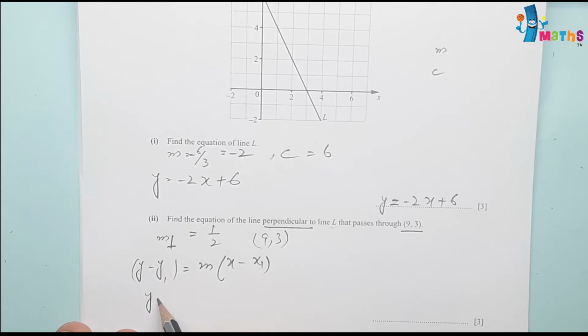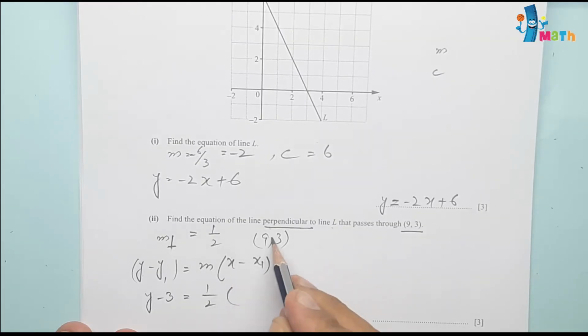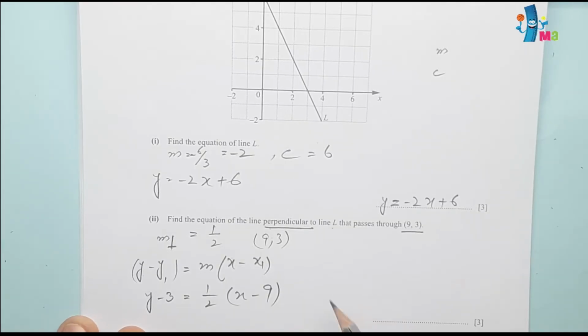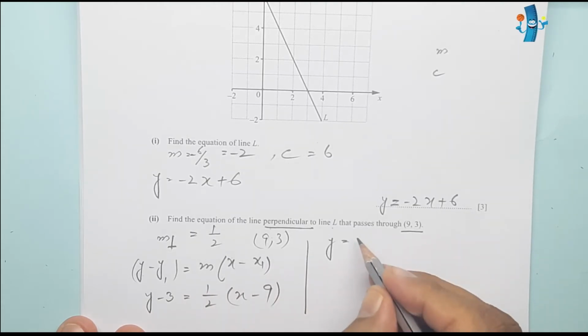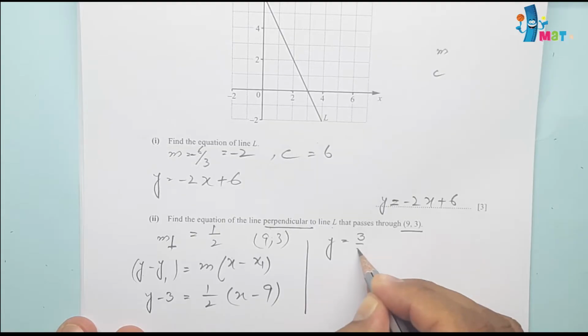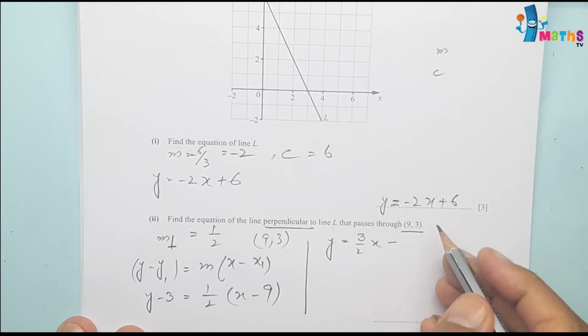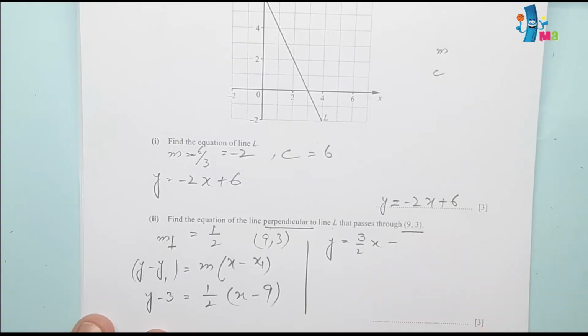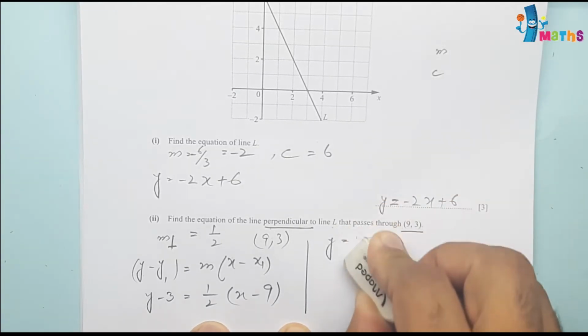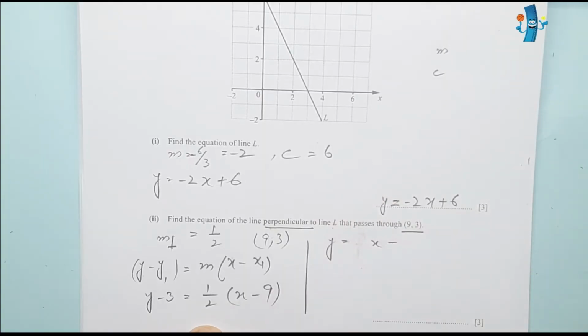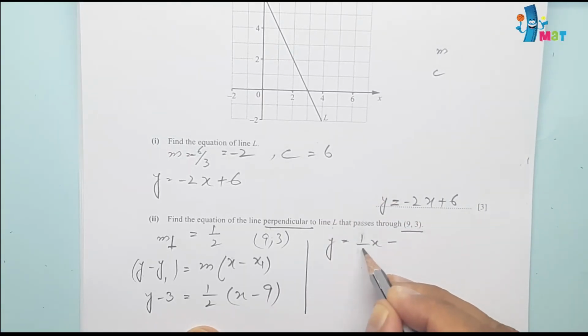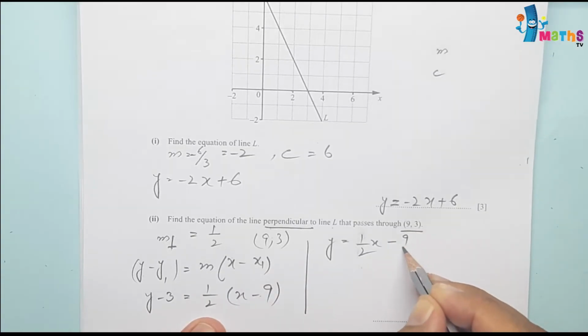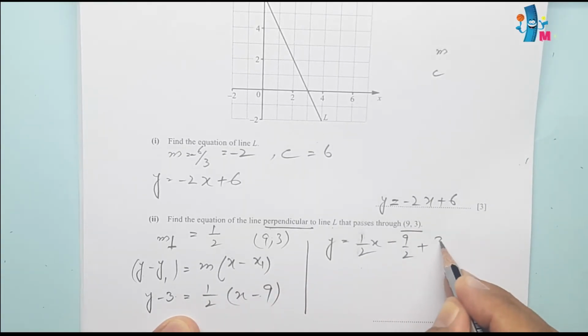And y minus y1 is y minus 3. So m is 1/2. We'll write here x1 will be 9. So our equation will become like this. So we can shift 3 to the other side and multiply this also. So this will be 1/2 x minus, we are making mistakes, so I'll have to rectify this. I will multiply 1/2, this one, minus 9/2 and plus 3. I will write like this.